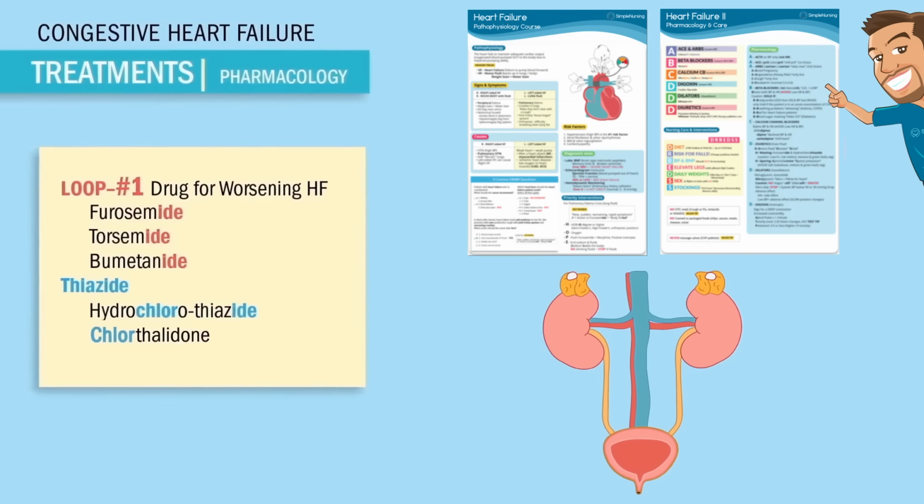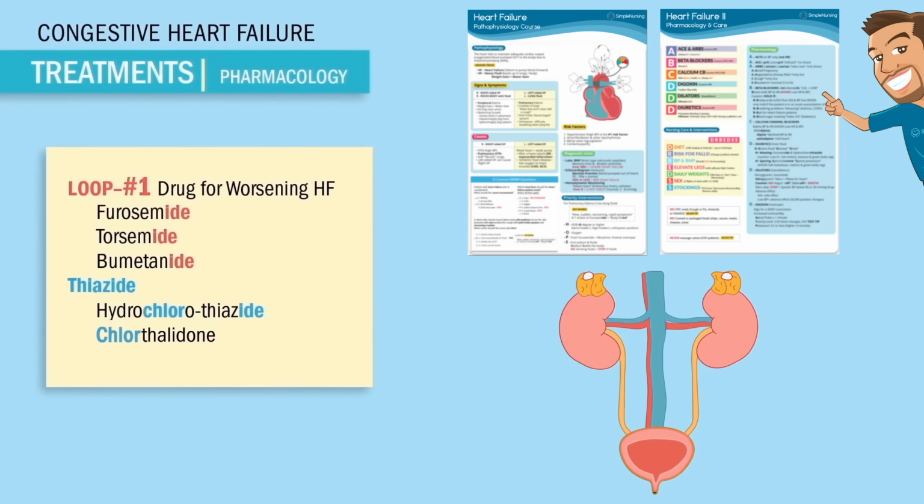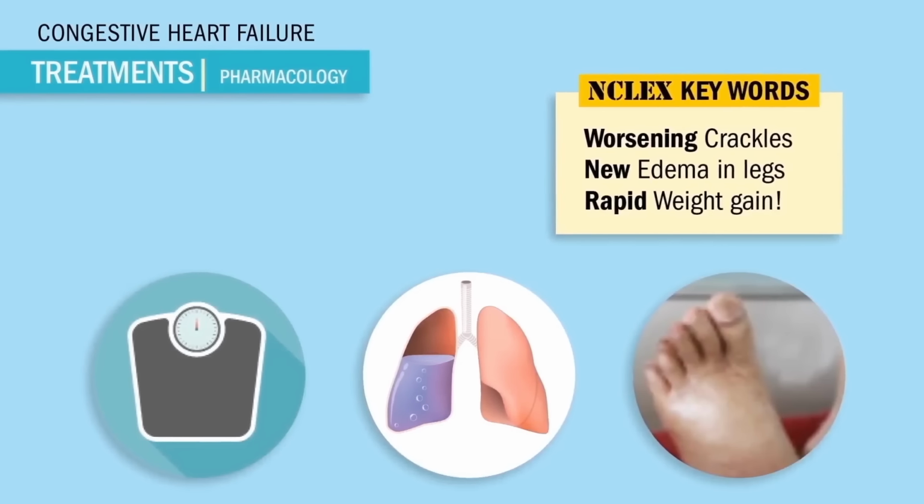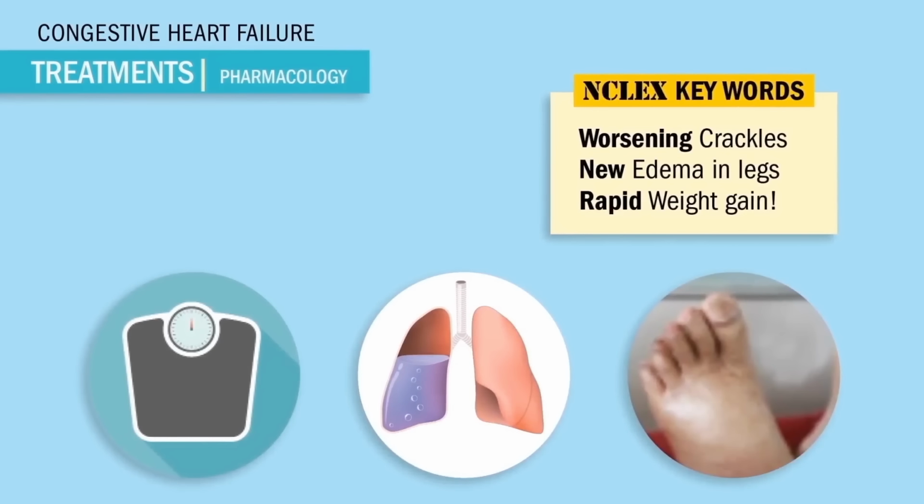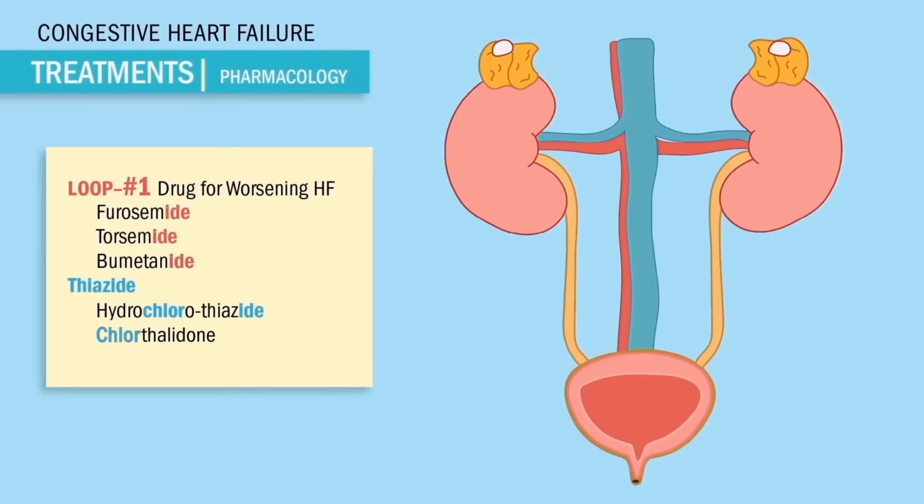Now, loop diuretics like furosemide and torsemide are the first drugs we use in acute or worsening heart failure. So NCLEX keywords like worsening crackles, new edema in the legs, and even rapid weight gain. Guys, we give ides to make the body dried. These guys work by blocking the reabsorption of sodium in the kidneys. So with less sodium retained, we have less swelling retained, and our patient is saved.